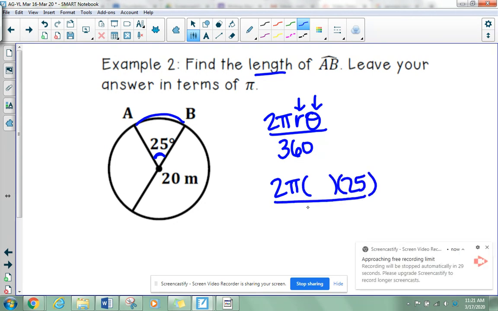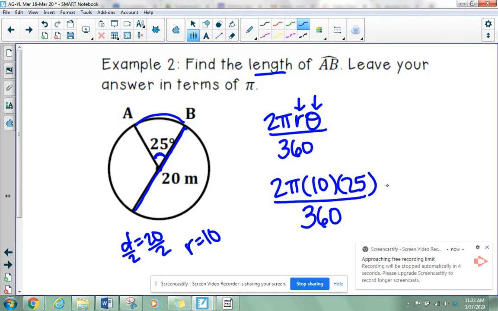And then also notice they didn't give me the radius. This is actually the diameter. But if the diameter is 20, remember I can divide the diameter by 2 to get that my radius is 10. So then I plug this number in here. I put it all over 360. I can put this into my calculator and I get an answer of 25 over 18 pi.